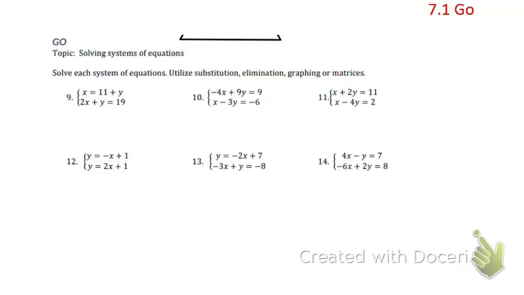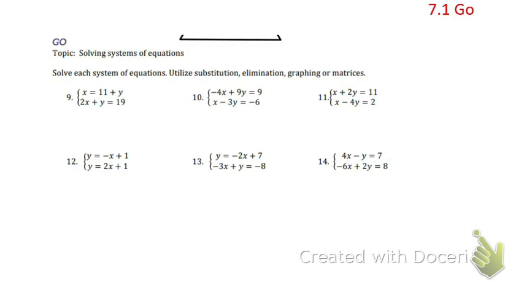The 7.1 Go is a nice review of our solving systems of equations. This is what we were doing back in chapter 5. In the Go here, you're going to use either the substitution or elimination method. It also says you could do it by graphing or matrices, but I don't want to do any graphing right now, and we haven't done matrices yet, so probably don't use those. Substitution and elimination are the quick ones.